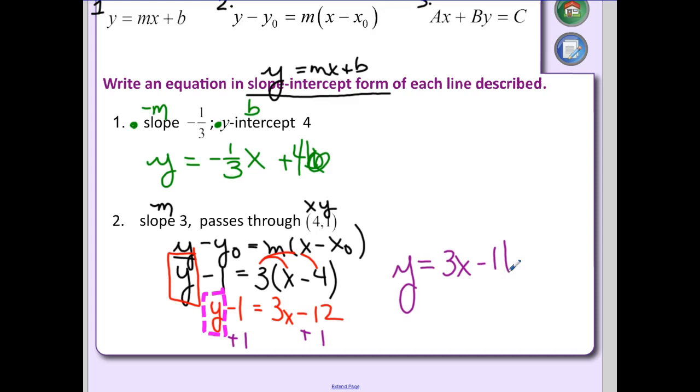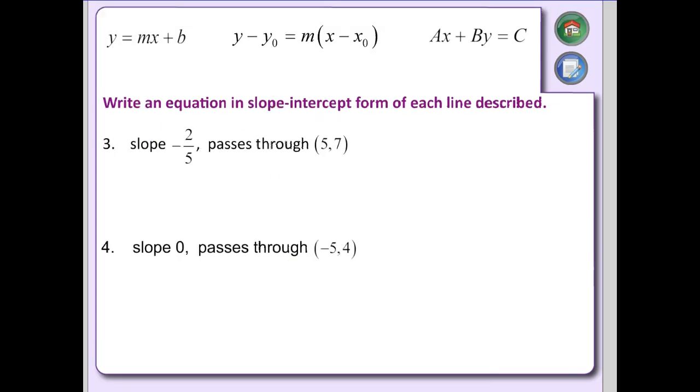Okay, great job. Okay, so now let's try the next slide. Did you notice I still have all 3 of our equations up there? Everybody try number 3. Again, let's recognize what information did they give me? Well, they told me slope, so that's m. They gave me an ordered pair or a point, so that's x and y.